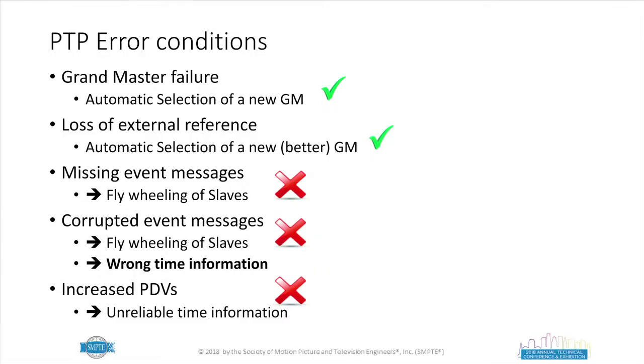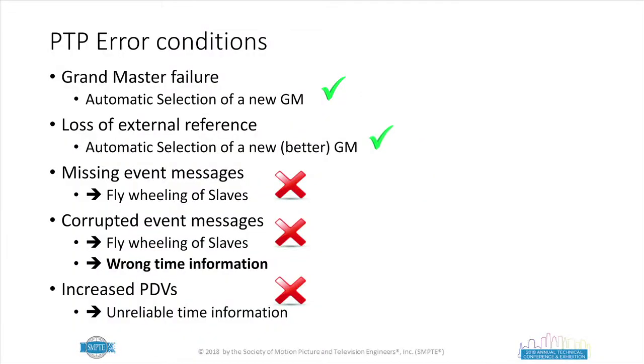So from a PTP error condition point of view, what happens here? You got a Grandmaster failure, it's pretty straightforward. You select a new Grandmaster through the announce and properties of the clocks. You have a loss of external reference, so you were GPS locked. You have now degraded your clock class. Another passive master can be elected to take over. These are all scenarios well understood. There are no issues here.